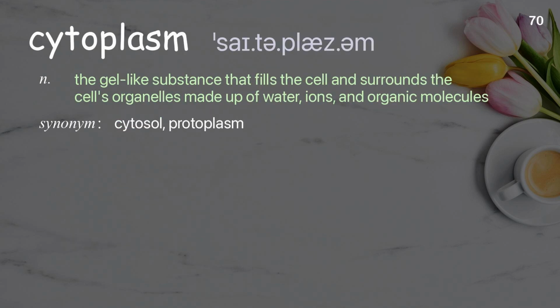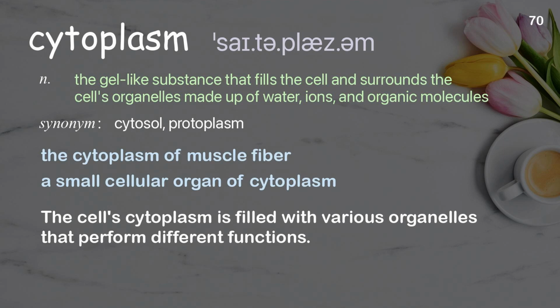Cytoplasm. The gel-like substance that fills the cell and surrounds the cell's organelles, made up of water, ions, and organic molecules. Examples: The cytoplasm of muscle fiber. A small cellular organ of cytoplasm. The cell's cytoplasm is filled with various organelles that perform different functions.